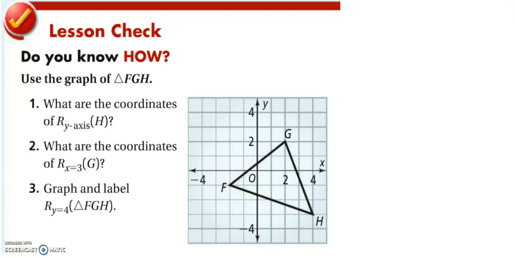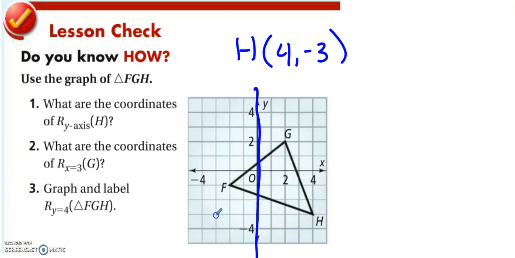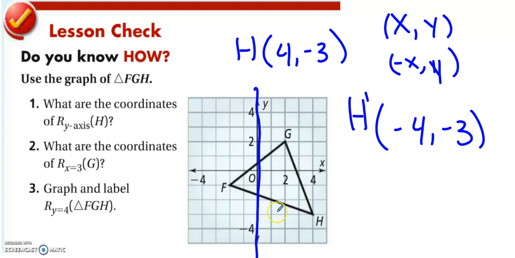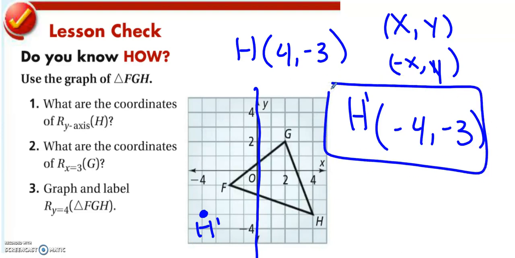Okay, a quick lesson check on what we just did. What are the coordinates of H if I reflect it over the y-axis? H is currently at point 4, -3. If I reflect over the y-axis, my y value isn't changing. So when you reflect over the y-axis, your x, y point becomes -x, y. So my new point should be at -4, -3. If I count 1, 2, 3, 4, H prime is at -4, -3.